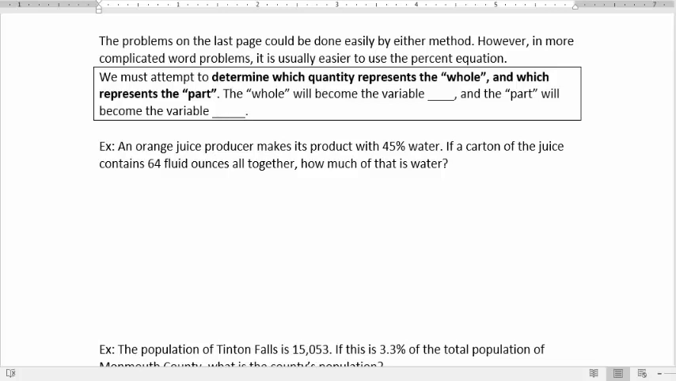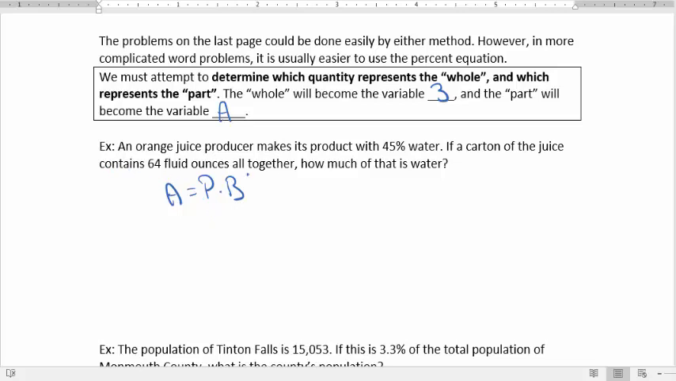So what you're going to have to do is try to determine in most of these problems which quantity represents the whole and which quantity represents the part, because the whole eventually becomes the variable b and the part will eventually become the variable a. So you know that when you go into these problems, you're going to be writing your equation a equals p times b. The p is always going to be easy to spot because it's just going to be a percent, right?